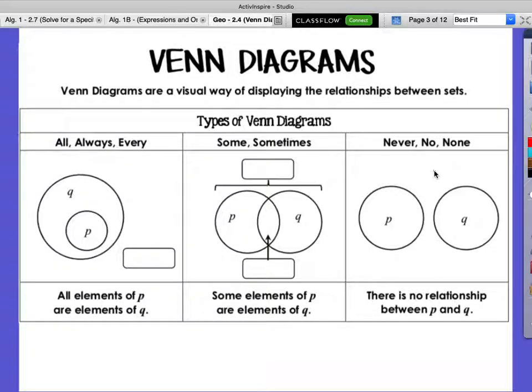Thank you. So we're gonna talk about these all, always, every ones. These are keywords you're gonna want to look for. We have our same P's and Q's that we've been having. This is saying all elements of P are elements of Q.